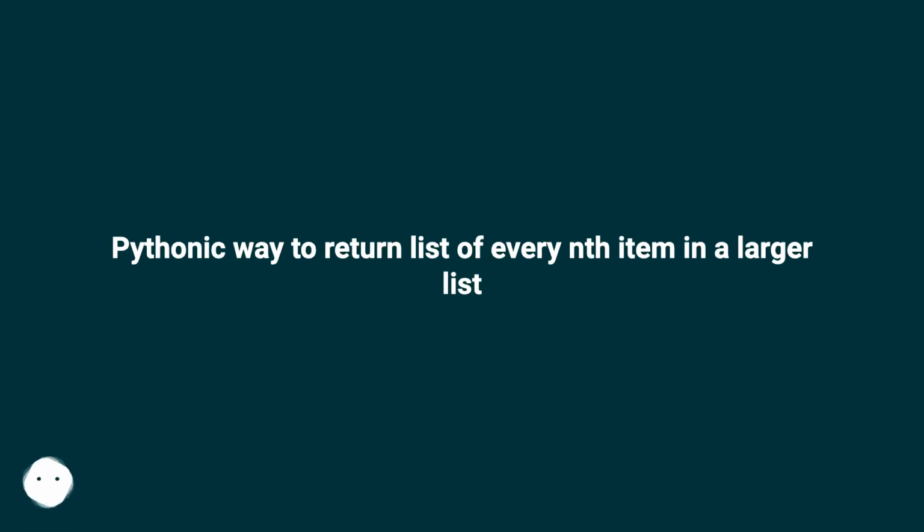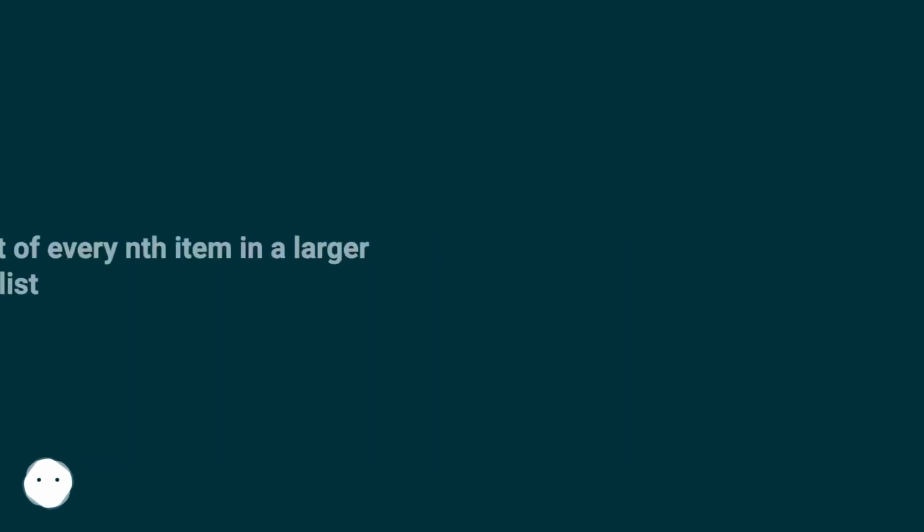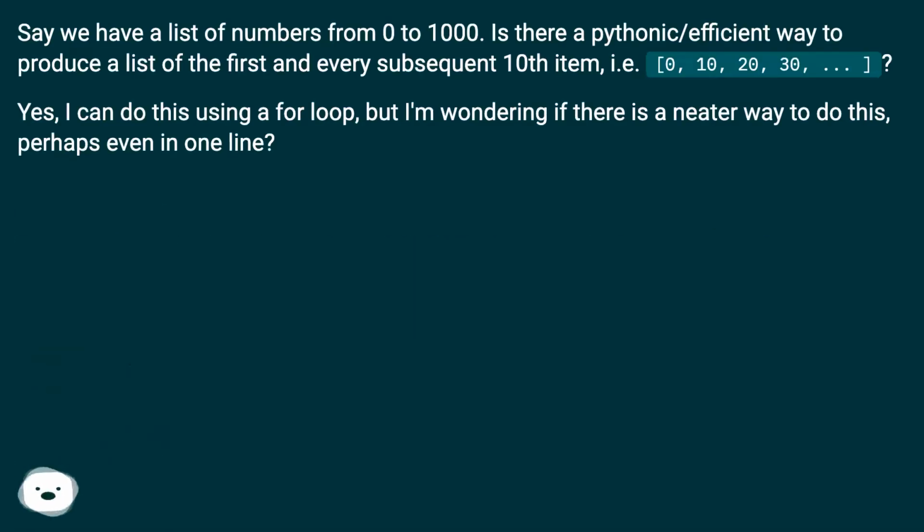Pythonic way to return a list of every nth item in a larger list. Say we have a list of numbers from 0 to 1000. Is there a Pythonic/efficient way to produce a list of the first and every subsequent 10th item, i.e., 0, 10, 20, 30, ...? Yes, I can do this using a for loop, but I'm wondering if there is a neater way to do this, perhaps even in one line?